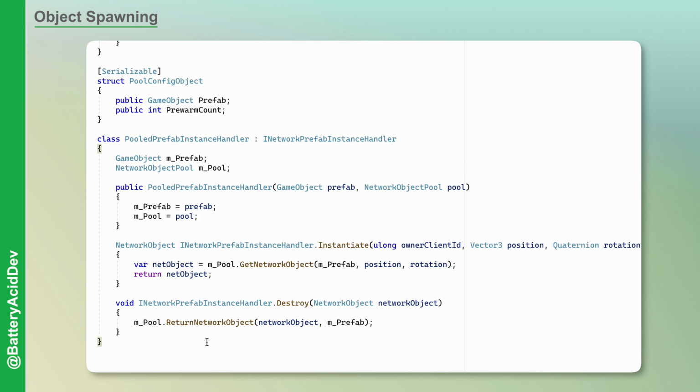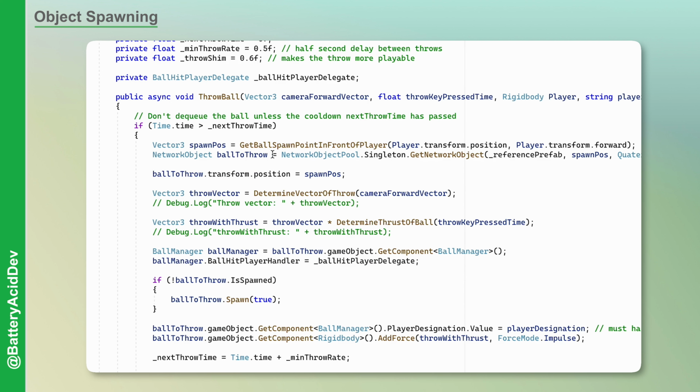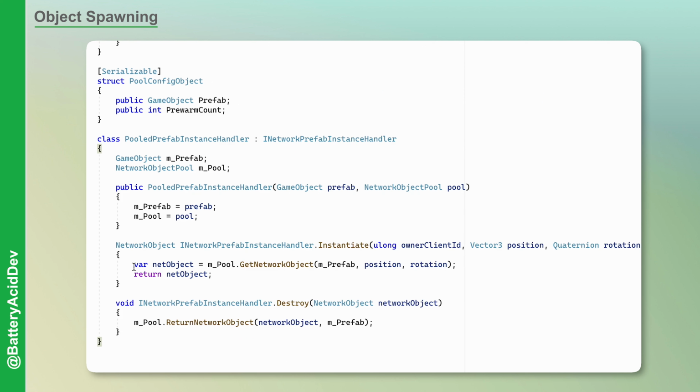This implementation, which you can customize to fit your requirements, is what spawns the prefabs on the clients. So when you want to get a new instance, like here in my demo, when the player throws a ball, I make a call to NetworkObject pool getNetworkObject, which dequeues it for me, and then I call spawn to activate it in the scene. But I don't have to make any additional calls to synchronize this object on the clients. Our pooled prefab instance handler implementation handles that for us. This includes both spawning and despawning.